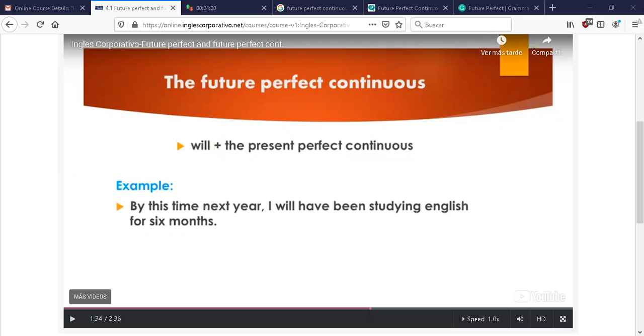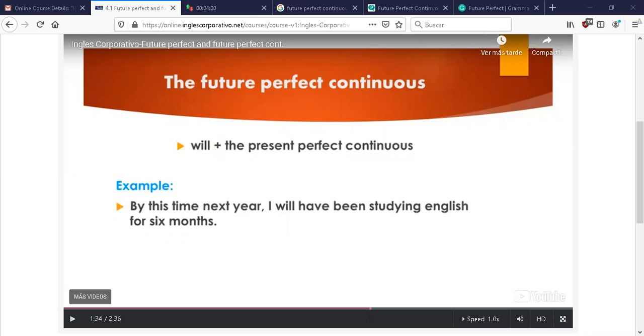So how do you say, yo voy a haber estado estudiando inglés por 5 años el próximo mes? I will have been studying English for 5 years next month. Very good. So how do you say, mi primo va a haber estado viviendo en mi casa por 5 meses en abril? My cousin will have been living in my house for five years next April.